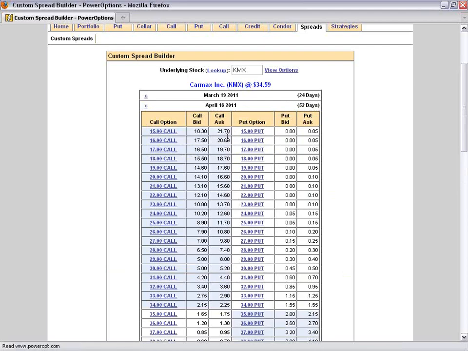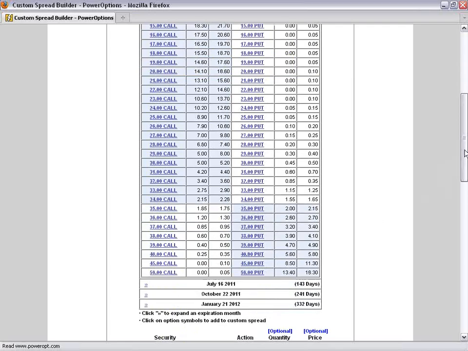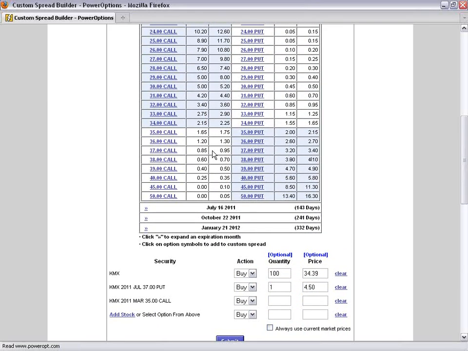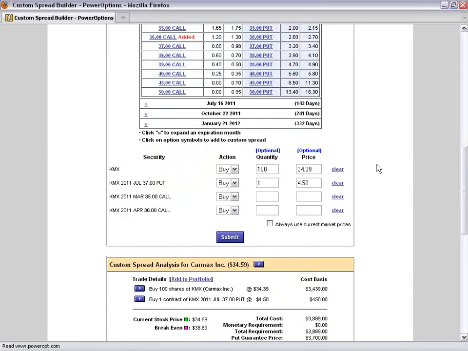Going against my rules, let's go out 52 days now, and let's do the 36. Decent premium, $1.20. Not too bad. I believe our maximum risk on this is only $1.89. Is that right? Yeah, $1.89. So let's go ahead and sell that 36 call. It's below the put strike price. The stock hasn't reached the put strike price, but we are collecting a decent amount of premium.